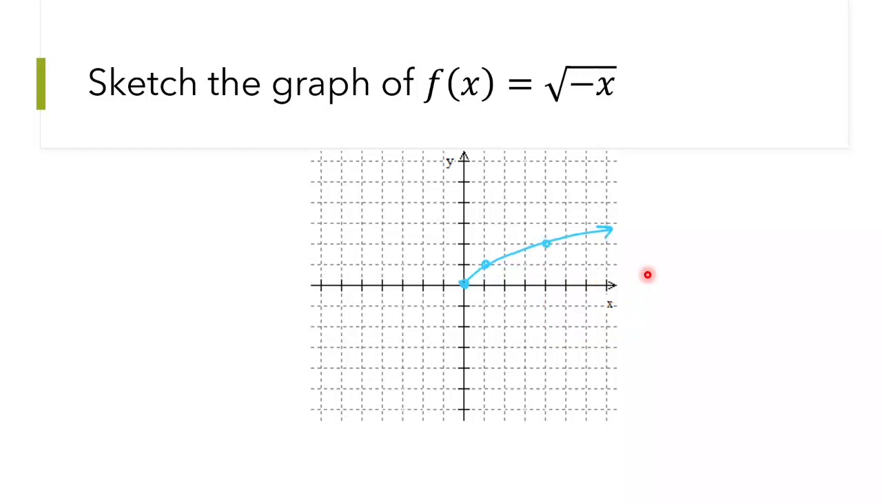If I put the negative inside the square root, input transformation, now it's the x values that we're changing. Same parent function, but now I'm going to take my x values and change their sign. So the point 1, 1 becomes negative 1, 1. The point 4, 2 becomes negative 4, 2. This is a reflection over or about the y-axis.